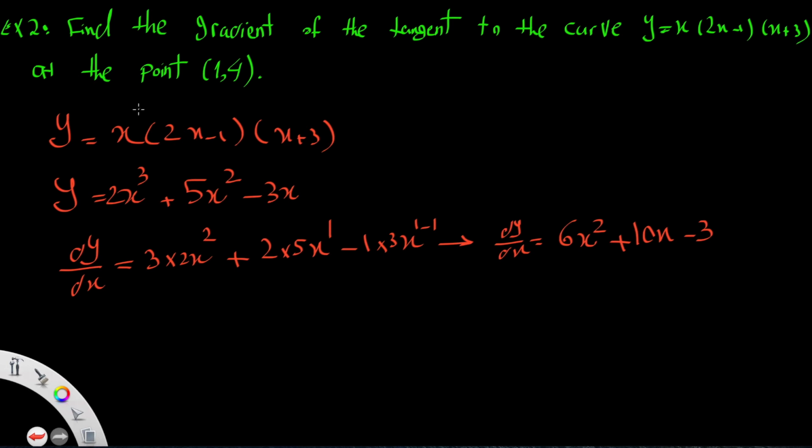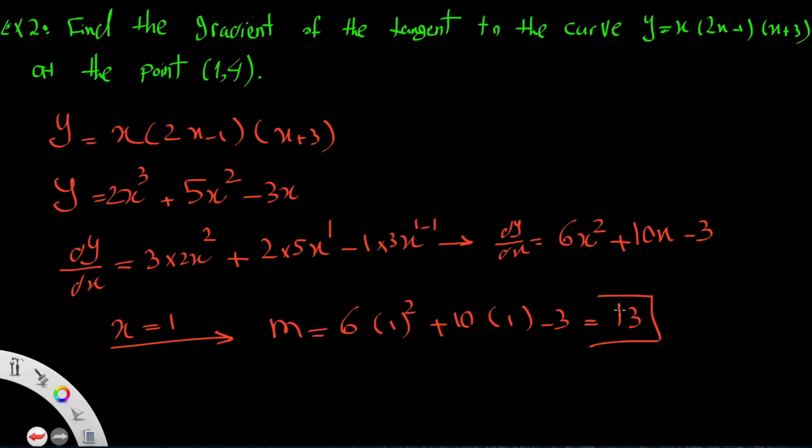It is asking you to find the gradient at this specific point for which x is 1. So replace it in the equation to find the gradient. Be careful, it should be replaced in the differentiation, the derivative function. So it will be 6 times 1 to the power of 2, plus 10 times 1, minus 3, which is 16 minus 3, giving you an answer of 13. It is the gradient of this function at the point (1, 4).